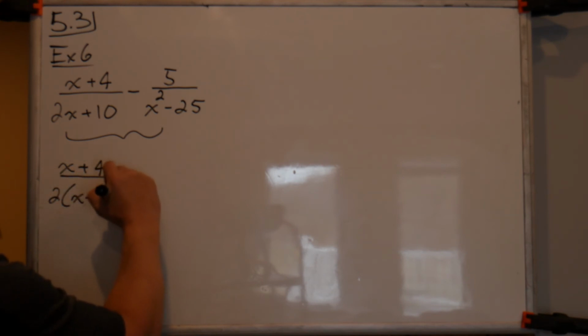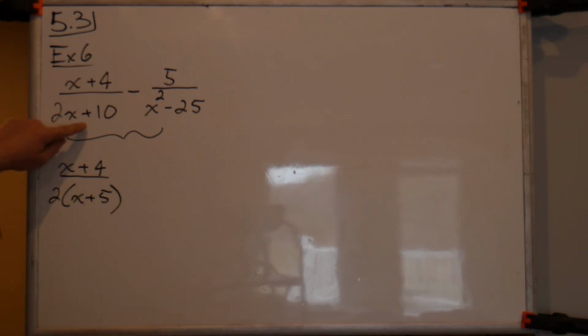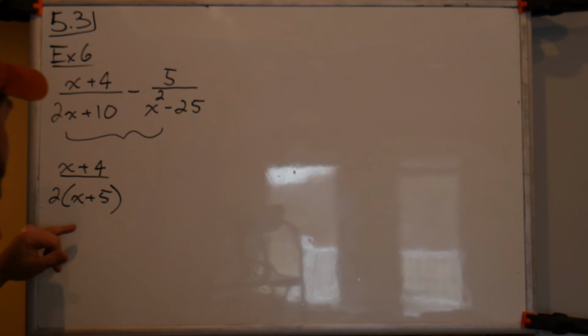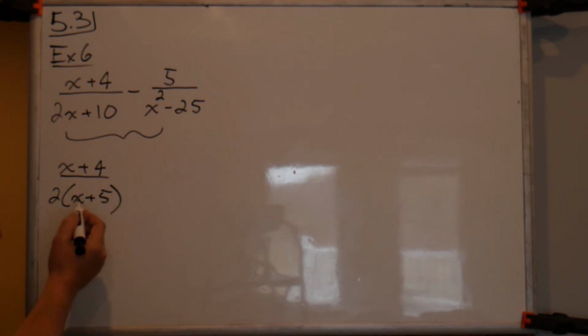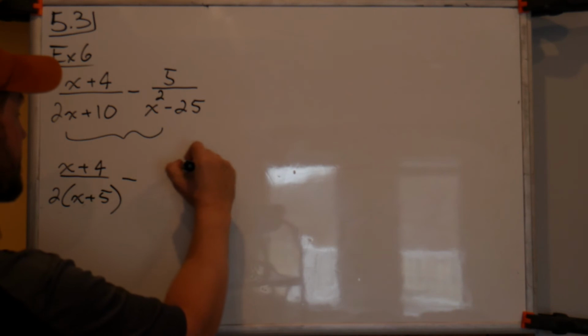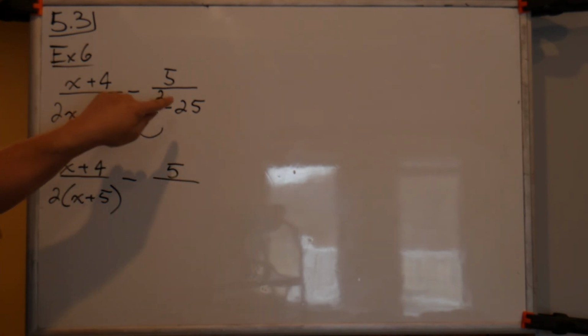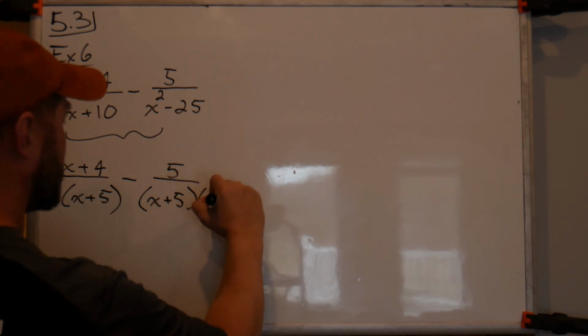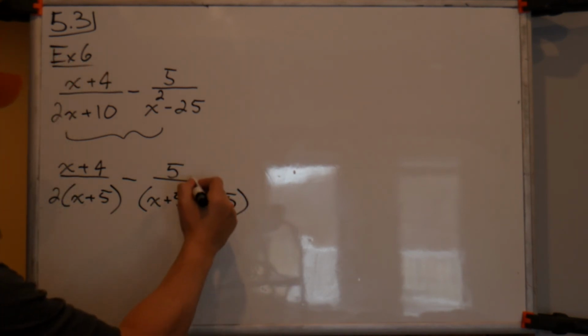So I pull out my 2. I'm going to factor out anything I can. Just factor it out until you can't factor anymore. You're basically thinking back to primes. Get prime factors, prime pieces, so to speak. So I have an x plus 4 over 2 times x plus 5 in this one. Then I'm subtracting my 5, and I have a perfect square minus a perfect square, so that's simple. That's our plus minus rule.